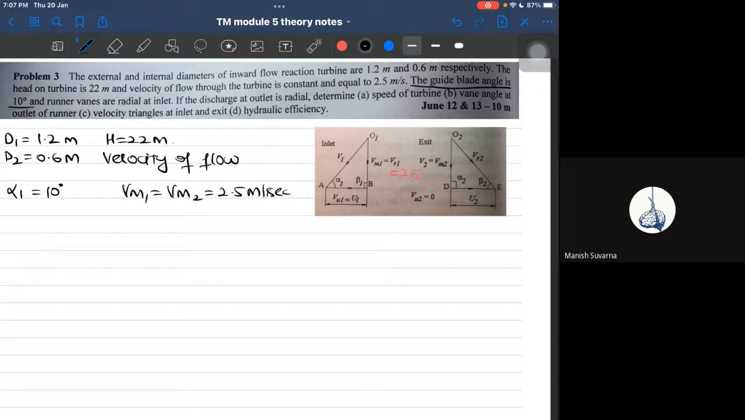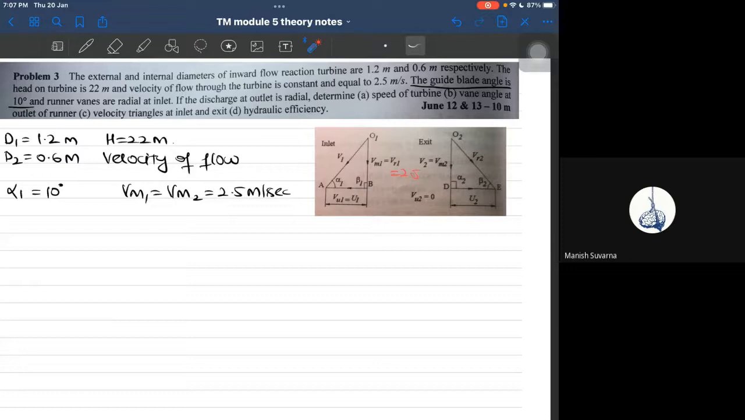And the runner vanes are radial at inlet. So usually in the Francis turbine, if he gives problems on the Francis turbine, as well as in the case of a Kaplan turbine, remember outlet is always radial. Outlet will be just a right angle triangle like this. No need to get confused here. In this particular problem, he says it is radial even at the inlet. That is why I have drawn it radial at the inlet.